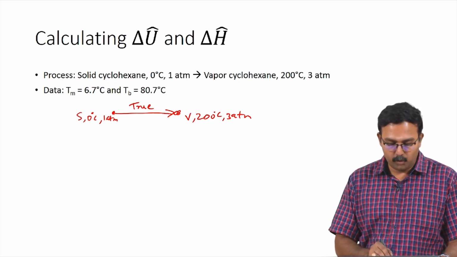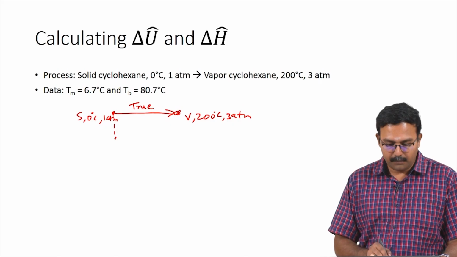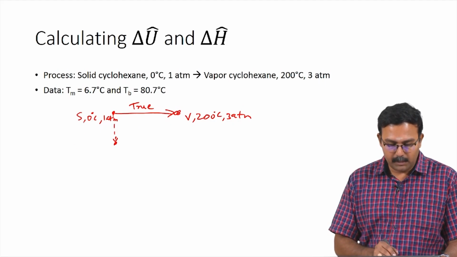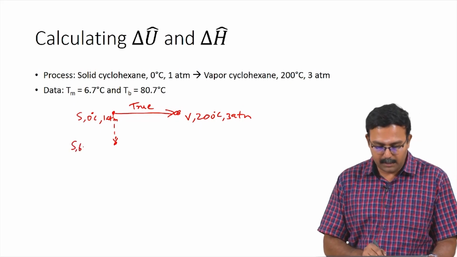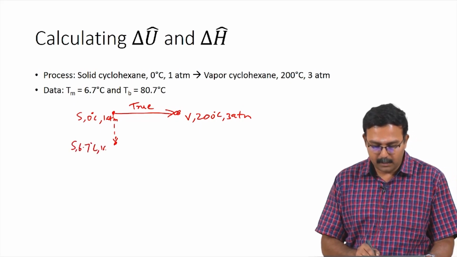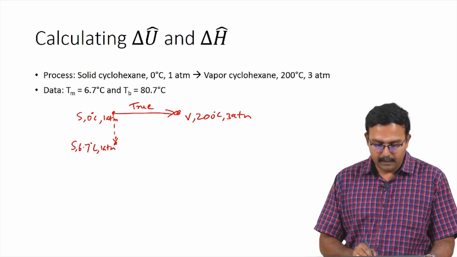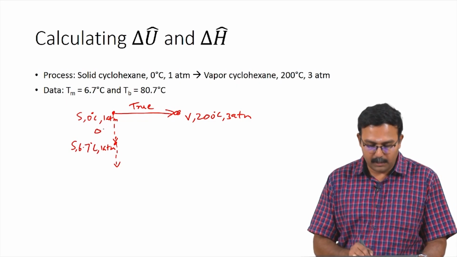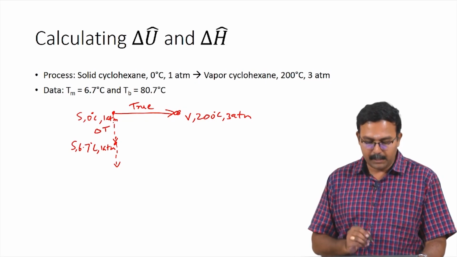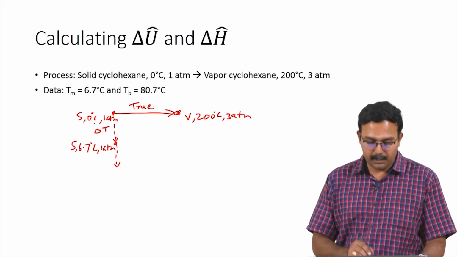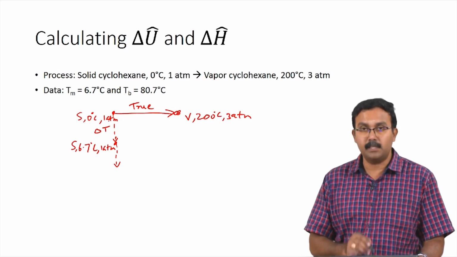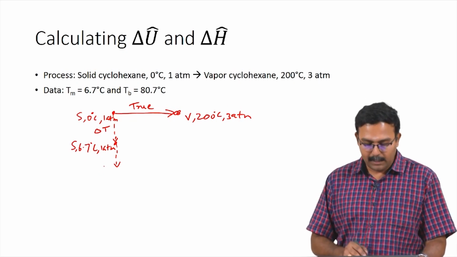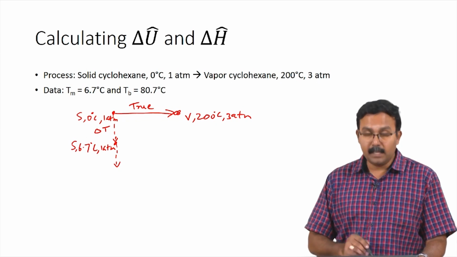So, let us assume that the first step takes this initial state to solid at 6.7 degrees Celsius and 1 atmosphere. In this process what you have is only delta T, only temperature is changing, whereas pressure and phase have not changed. Phase is still a solid and pressure is still at 1 atmosphere. So the next step, let it be the change in phase.